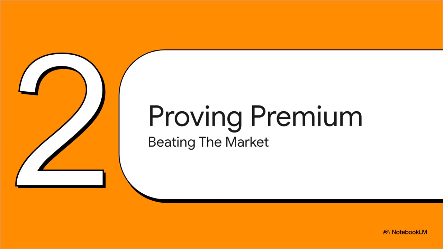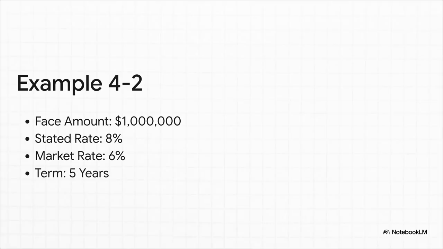Section 2. Proving the premium when your bond beats the market. Okay, let's totally flip the script. Let's look at the exact opposite scenario in example 4.2. We're keeping the $1 million face amount and the 5-year term. But this time, your bond offers a really juicy 8% stated rate, while the prevailing market rate is dragging its feet at just 6%. This is a brilliant illustration of investor psychology in a favorable market.